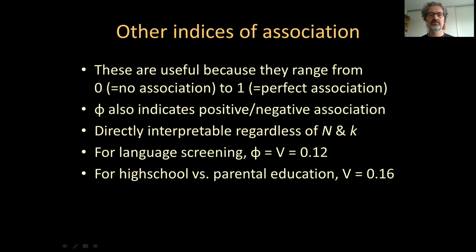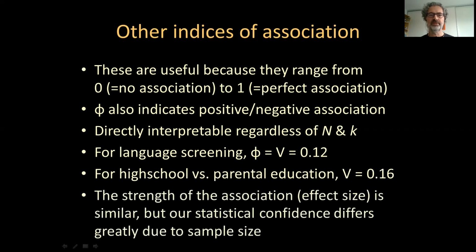The important thing to note here is that these two values are in fact quite similar. So the strength of the association, in the sense of how well you can predict one variable from the other given the observed counts, is relatively similar. There is a very small difference. It's not a substantial difference. However, the results of the chi-square test of proportions were very different.